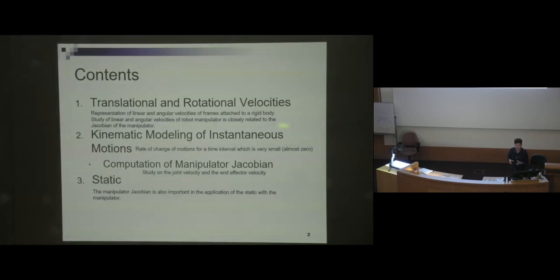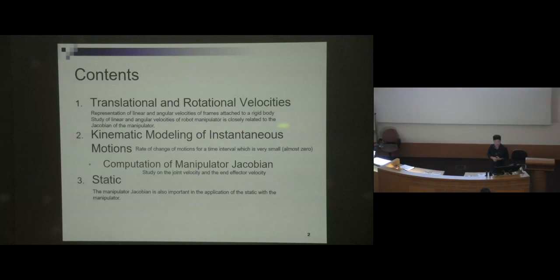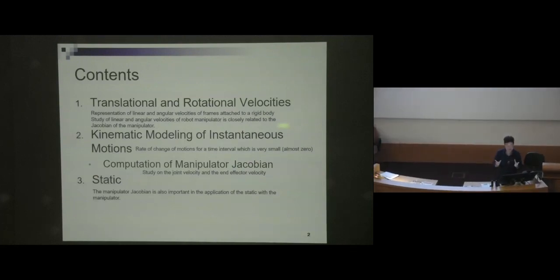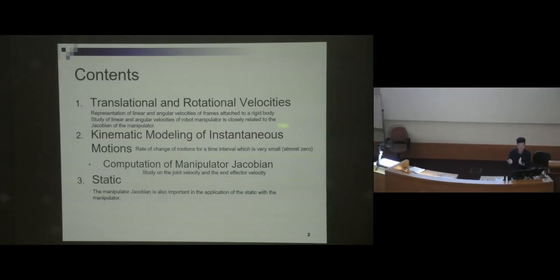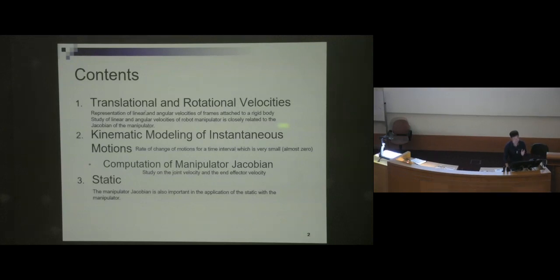Before we establish the relationship between the joint velocity and the end effector velocity, we will look at the representations of the linear and angular velocity of a frame attached to a rigid body. In classical robotics, we are dealing with a rigid body. You attach a frame to the end effector, and we want to look at the linear velocity, also known as the translational velocity, and the angular velocity, which is the rotational velocity. The study of the linear and angular velocity of a robot manipulator is closely related to the Jacobian of the manipulator. So today's topic is essentially the Jacobian of the manipulator.